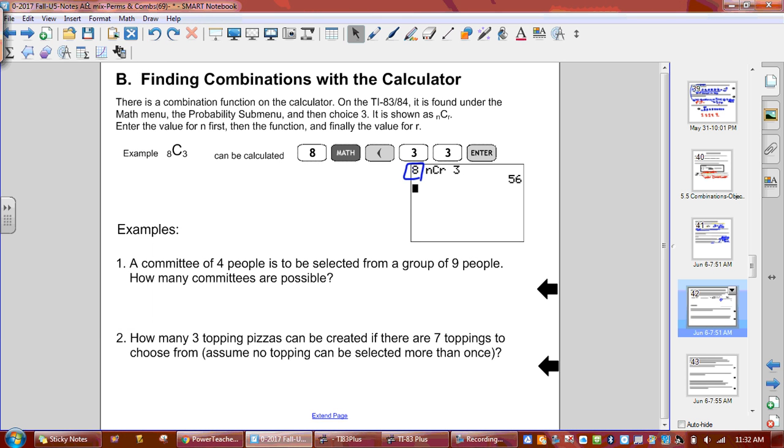Here's a couple examples. A committee of 4 people is to be selected from a group of 9. How many committees are possible? Does it give me a ranking? Nope, no ranking, no order. So my n number is 9. My r number is 4. So I have 9 to choose from. I have to choose 4 of them. So 9 choose 4 is going to give us, I believe, 36.